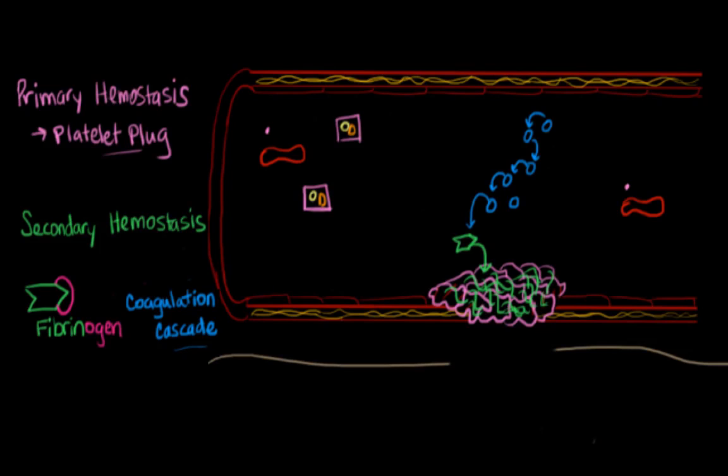And it's with this fibrin mesh over the platelet plug that we create this clot. And it's this clot that stops bleeding, allows blood flow to continue through the blood vessel, and allows the blood vessel to heal.